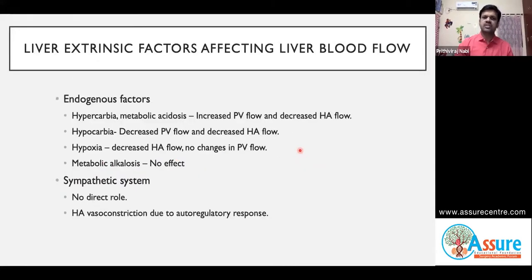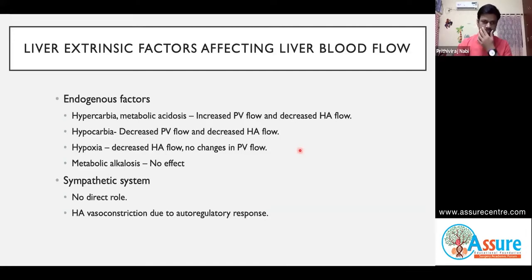So what are the extrinsic factors that affect the liver blood flow? We have seen the intrinsic factors. Now we are going to see the extrinsic factors. These are difficult topics because it is more of mugging up than reasoning out. A few can be reasoned out, and it is better that you have some basic idea of how the liver blood flow is and what the important changes are, so that you need not mug up everything and you develop a concept.